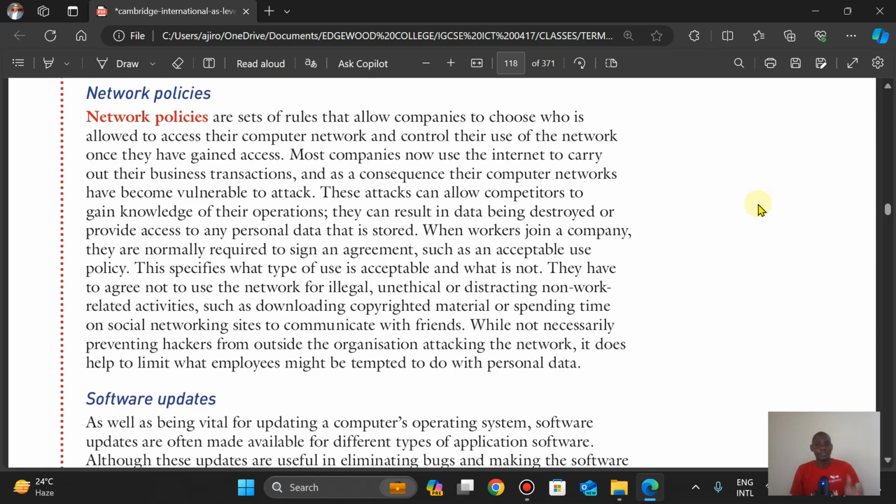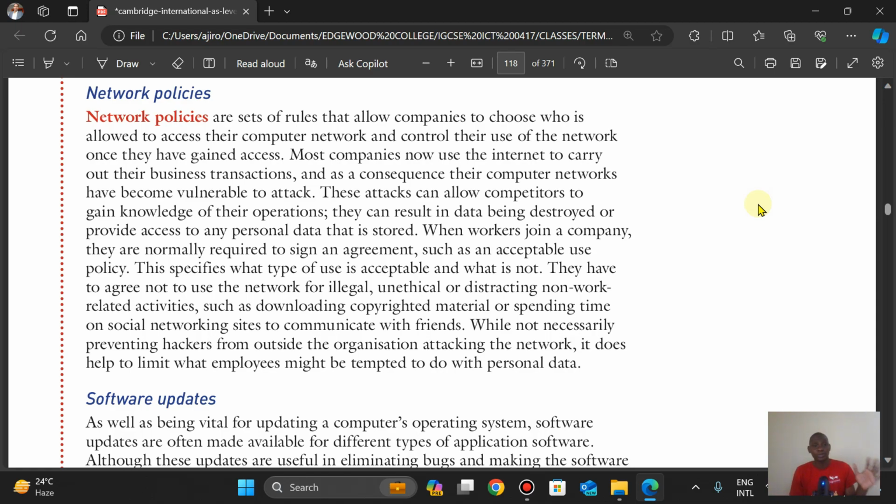When workers join a company, they are normally required to sign an agreement, such as an acceptable use policy. This specifies what type of use is acceptable and what is not acceptable. They have agreed not to use the network for illegal, unethical, or distracting non-work related activity, such as downloading copyrighted materials or spending time on social networking sites to communicate with friends. It is not only about preventing hackers from outside the organization attacking the network. It also has to limit what employees might be tempted to do with personal data.